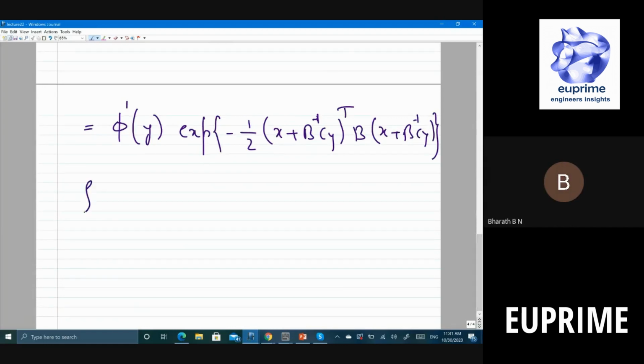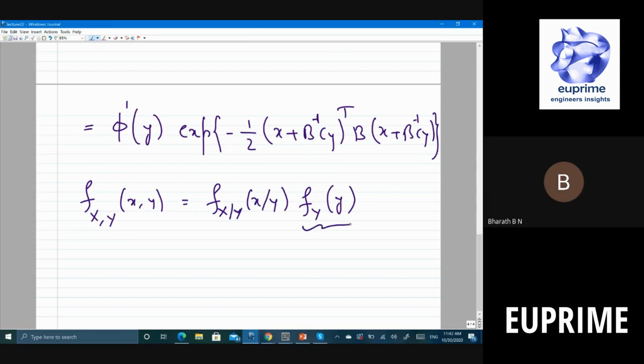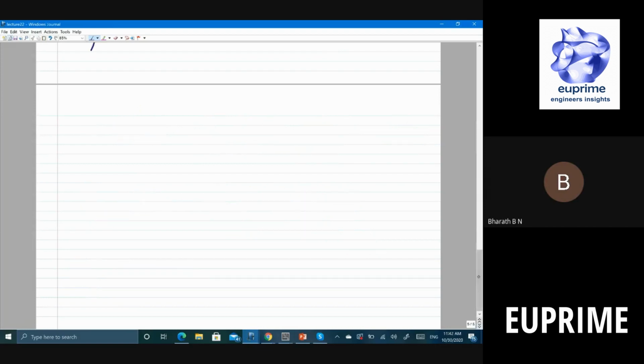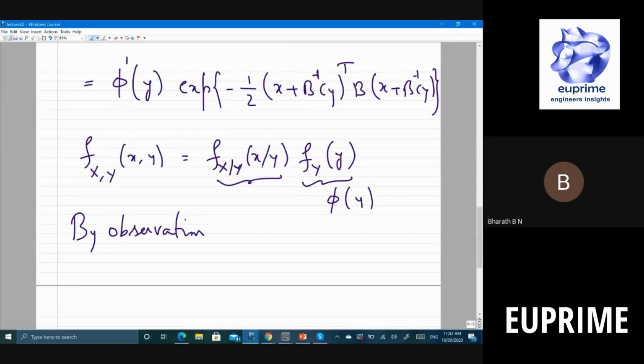Now if you look at f of xy, I can write this as f of x given y into f y of y, right? So this is only a function of y, and this is something that depends on both x and y. All that we have to care about is the exponent of this. The moment I know the exponent, essentially I'll know what the distribution is. By observation, what can you say about the mean and the covariance of this f of x given y?